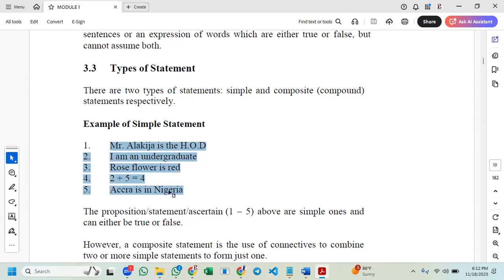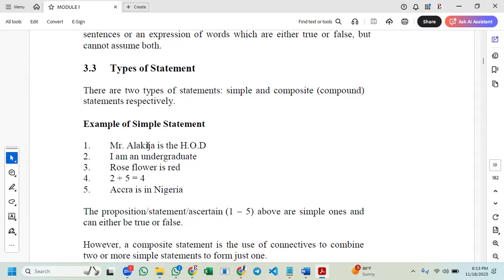Mostly they used to use Accra in Nigeria. Mr. Alakija is HOD and I am an undergraduate. Those are the three they normally use. But it's a question bank, so sometimes they may shuffle it. Don't expect that it's only those three that you see in the options. So there will be one option that is not a simple statement.